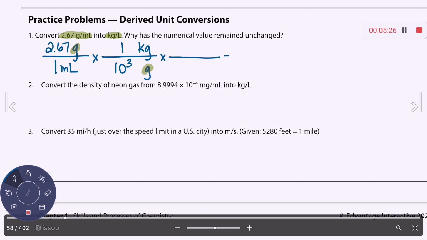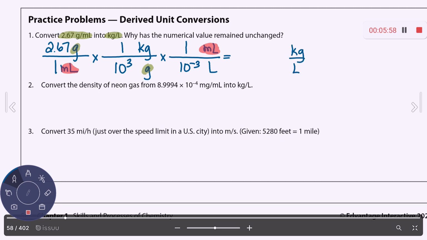So that means I need one more fraction. So milliliters will go on the top of this fraction, so I can cancel it. And then liters will go on the bottom. So that means I will now be able to cancel my milliliters. Okay. The number one goes where the prefix unit is. So milli is the prefix unit. So that's where I put the number one. Milli stands for 10 to the negative 3. So it will go on the bottom. And this is how we will get kilograms per liter.